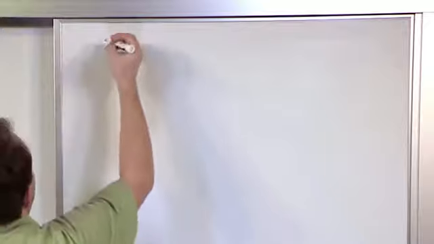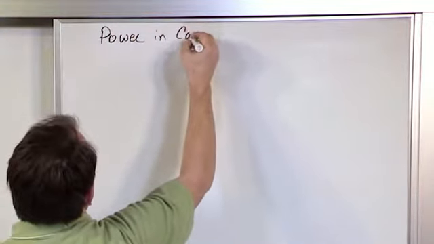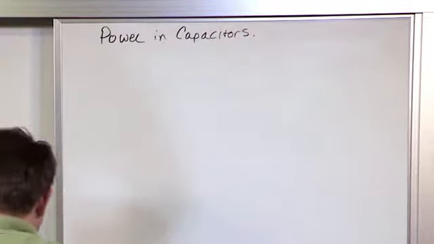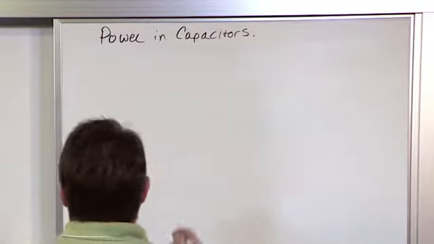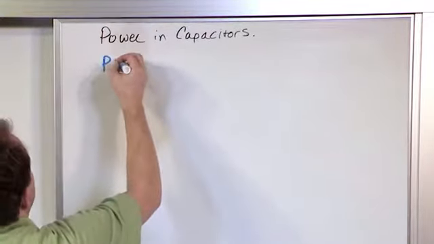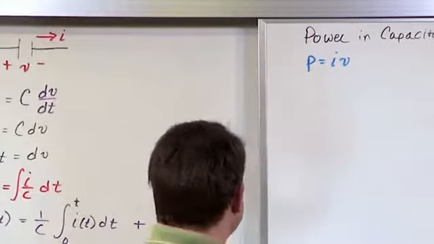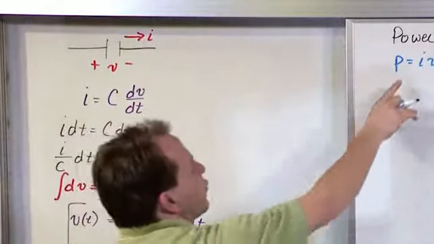All right, the next thing we want to derive or talk about is power. So let's talk about power in capacitors. And in just a moment, we'll also talk about energy stored in a capacitor. But for now, recall that power is I times V. It's always true. Current times the voltage. Now, the current in a capacitor is C dV/dt. So I'm going to put it right in here.